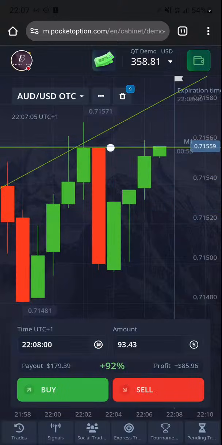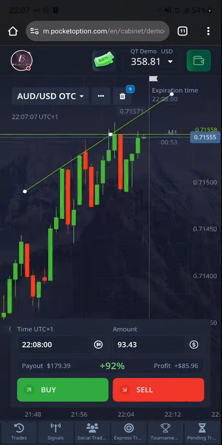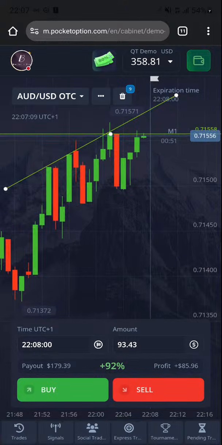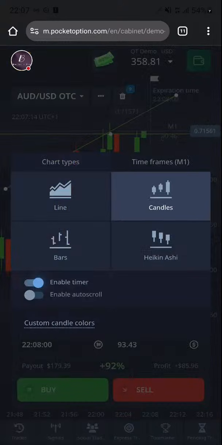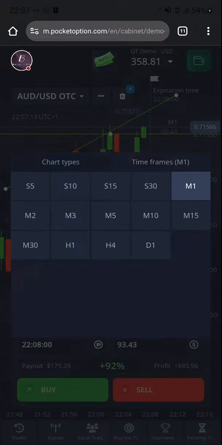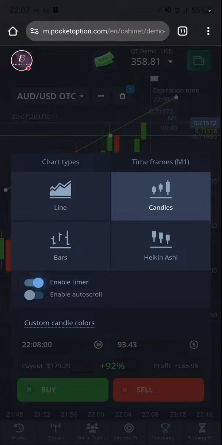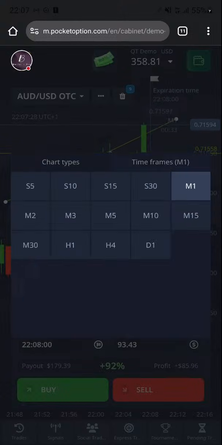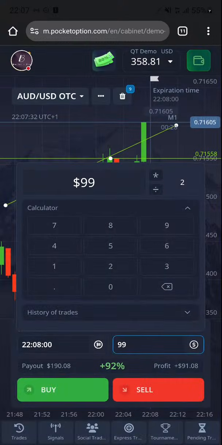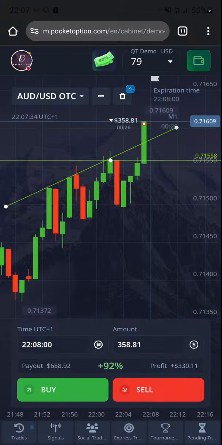So let's quickly talk about today's setup. Here right now, we're going to do something a little bit different today. The chart type is going to be candlesticks, and we'll enable the timer over here. We'll disable this auto scroll. This time around we're going to be going with M5, but before I switch to M5, let me take this trade.